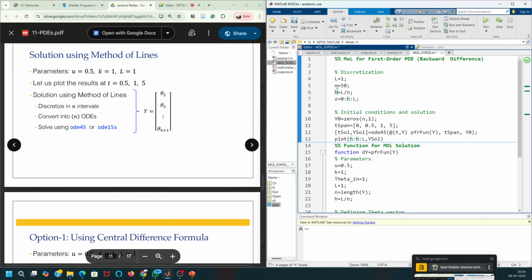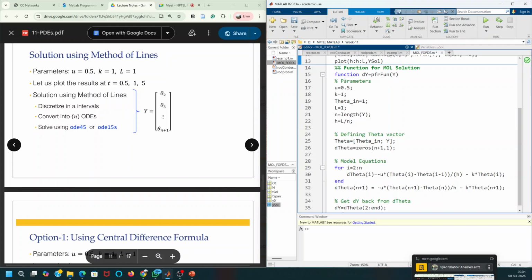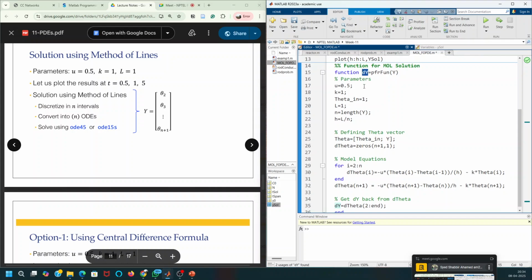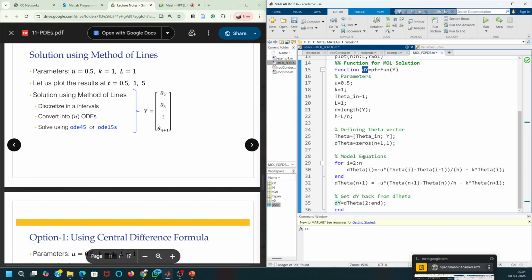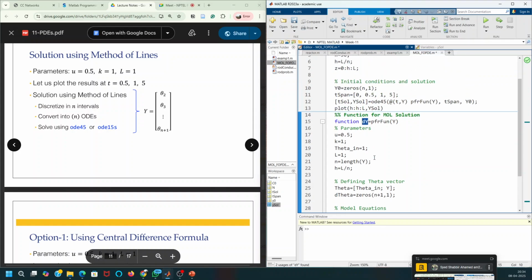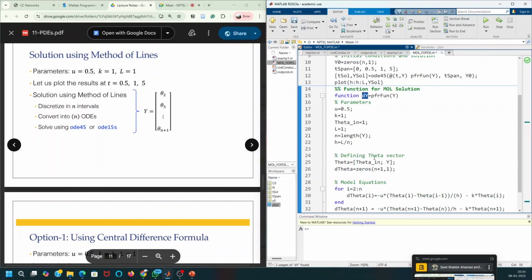So we are dividing this domain into 50 segments. Earlier, for the conduction problem, we divided it into 10. Here, we are dividing it into 50 segments. And this is the function which gives me all the ordinary differential equations from the first point to the last point.